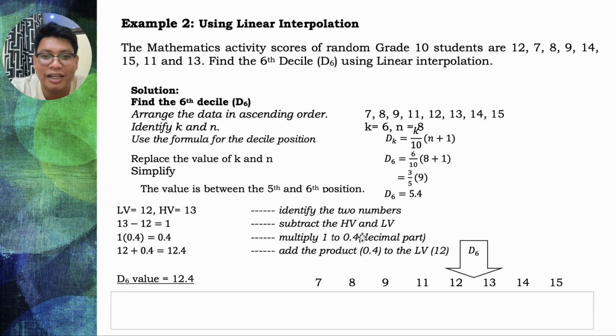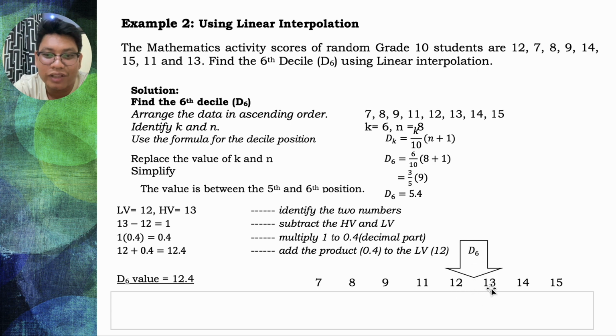So anong gagawin natin? Here is the process of interpolation. You simply subtract the higher and the lower value between which 5.4 lies. Kung saan natagpuan si 5.4, yun ang pagmaminosin natin. Sir, paano nakuha si 5.4? Again, this is your data: 7, 8, 9, 11, 12, 13, 14, and 15. D6 is the position. So, pang limang position. 7, 8, 9, 10, 12 is the fifth position. Of 5.4 yon. So, nandito si D6.